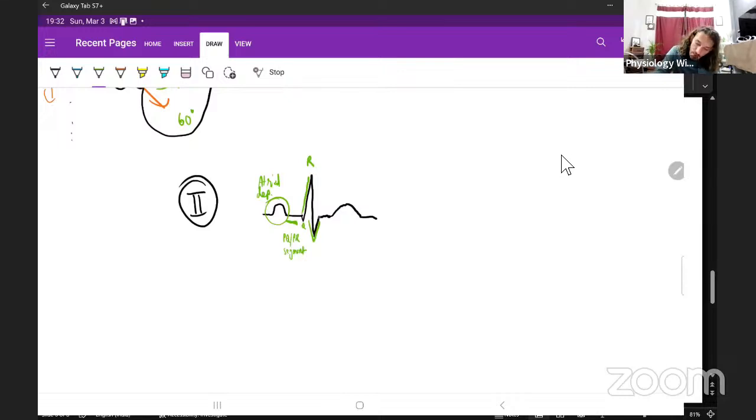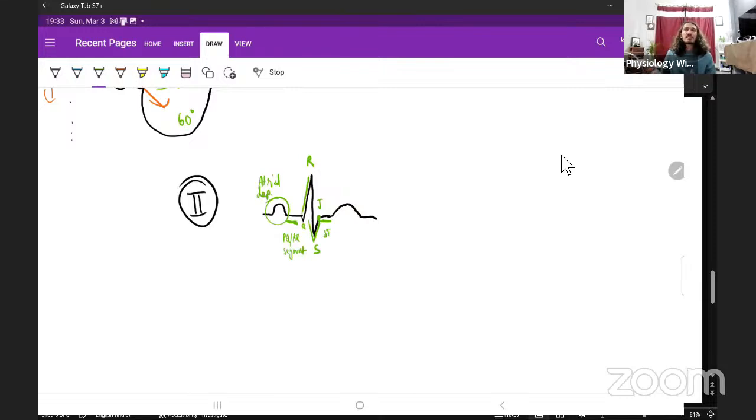Now, this particular point is very important, and it is called the J point. At this point, what is happening? The entire ventricle is depolarized, and no electrical activity is happening. So this is where your ST segment is. We have your R wave, this is your S wave, and this is your ST segment. No electrical activity is happening.